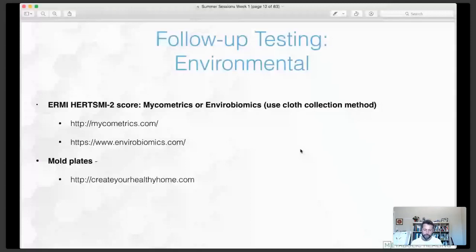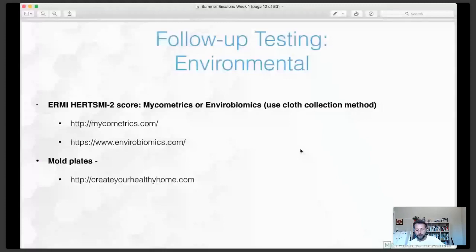Then people have used the mold plates. I haven't gotten into this as much, although I've got a lot of people and colleagues telling me that it's been very useful for them. And createyourhealthyhome.com is the website that I've been referring people to for mold plates. But I do prefer the HERTSMI-2 still as the number one.